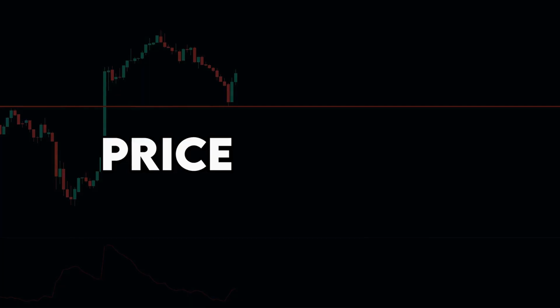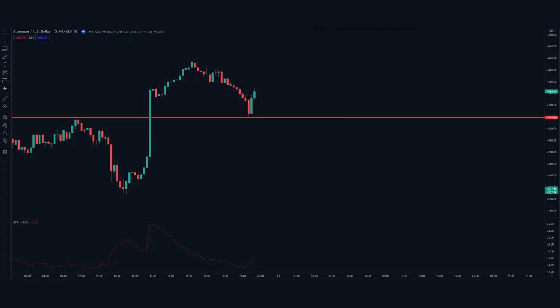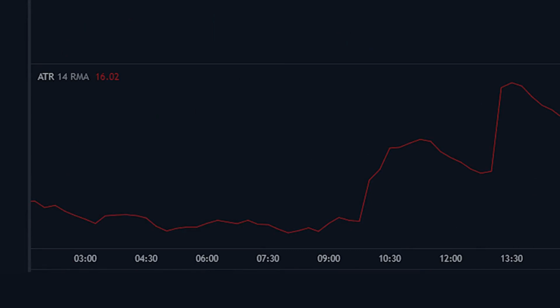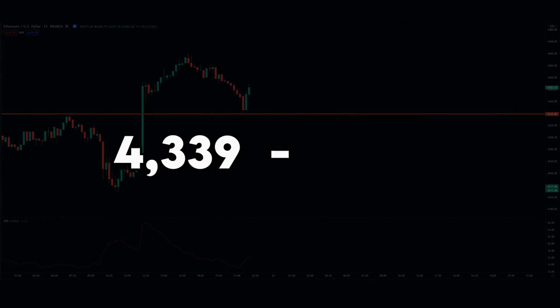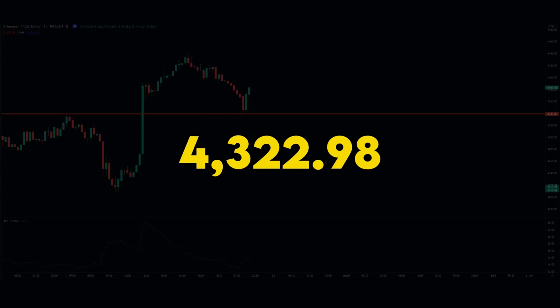Once you find where you want to place your stop loss, say this recent swing low, for example, instead of dropping your stop loss a random amount below that level, you should be taking volatility into consideration. So what you do is take the price of the level of where your stop loss is and subtract this ATR value. In this example, our stop loss level is at 43.39 and our ATR value is 16.2. So you take the 43.39 and subtract 16.2 from it, giving us 43.22.98. This is the new level of where we're going to be setting our stop loss.